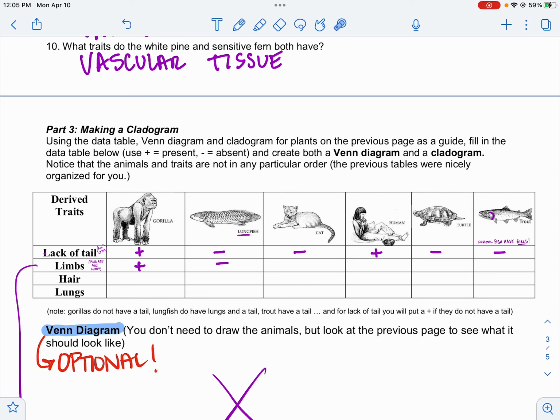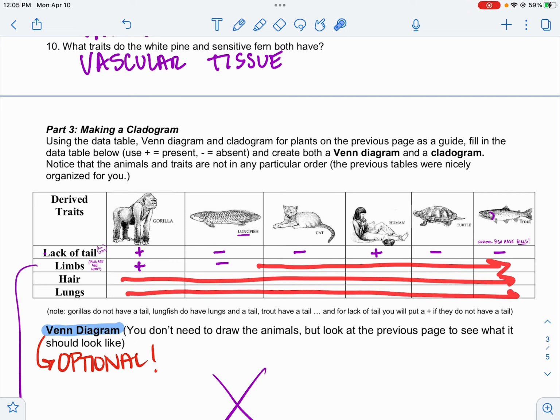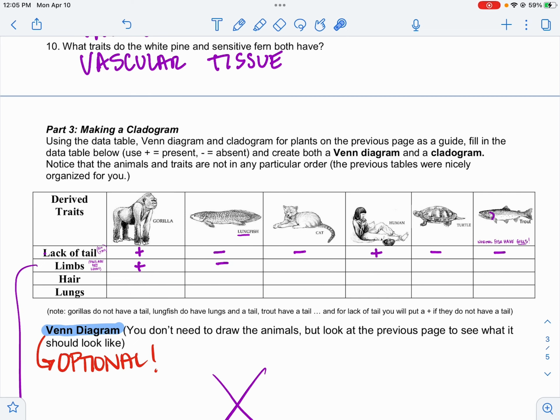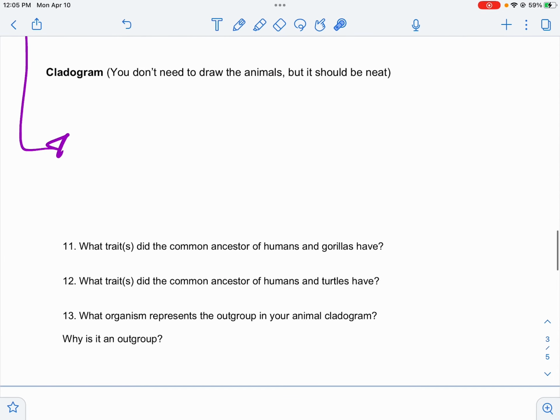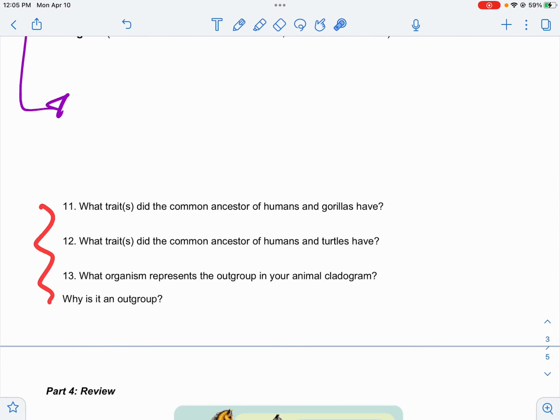So you're going to keep going across, filling in pluses and minuses. Pluses if they have it, minuses if they don't. Then you're going to use that information to make a cladogram. So feel free to look back at the second and first page that we just went through together to draw out that cladogram. Okay, from there, then you're going to answer questions 11, 12, and 13.